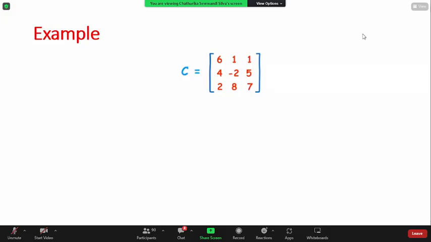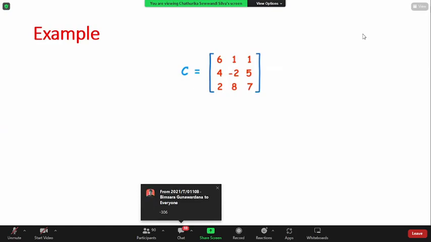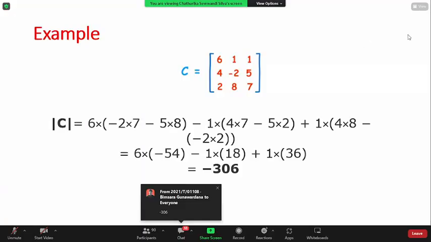Right. So I found, I think, 3 answers. More than that. All are saying minus 306. So this is the answer. Right. This is the answer.